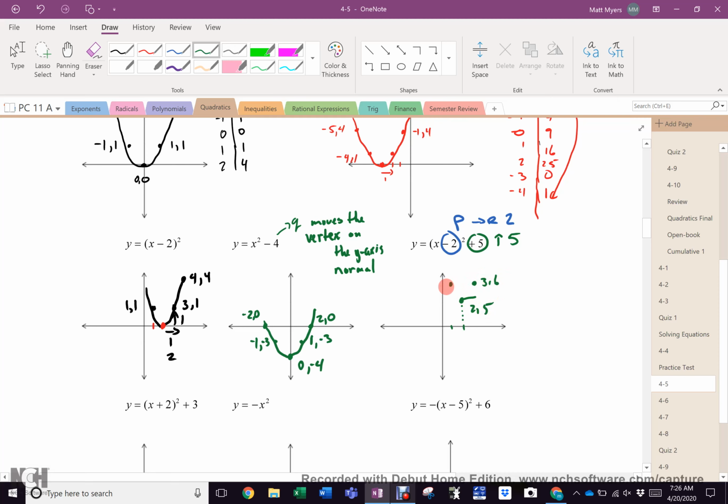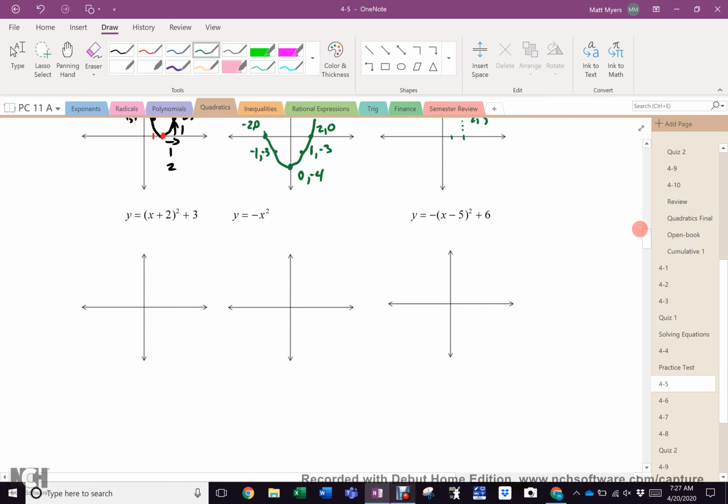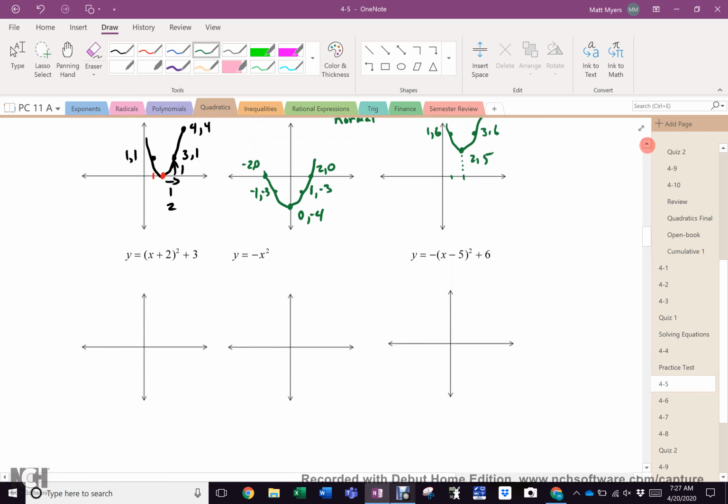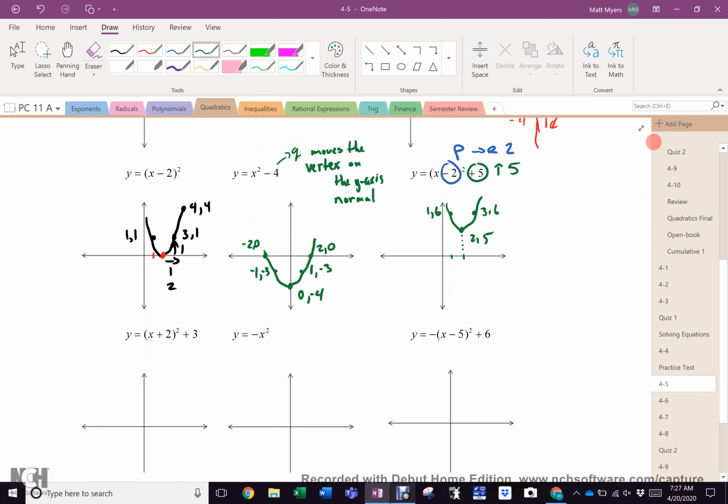What does that make this one? 1, 6. If I were to go over 2, I'd go up 4. So 2 over is 4, up 4 is 9. And I would go on that way. You guys try this one. I'll wait a second while you try it. You should be seeing a pattern here. I'm going to help you out with that pattern.